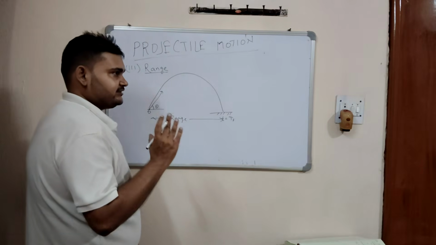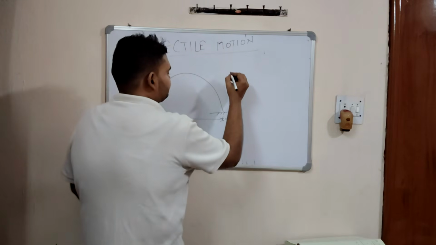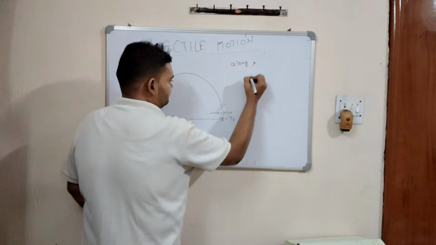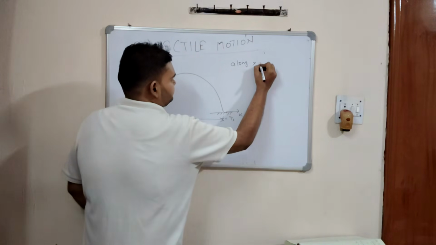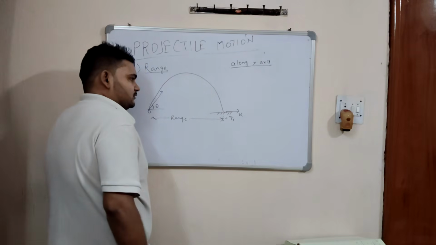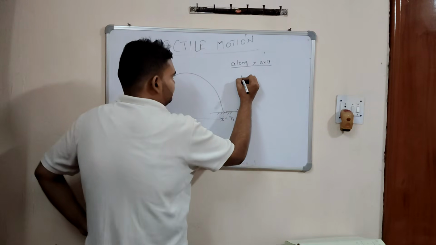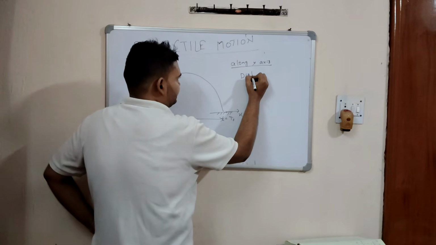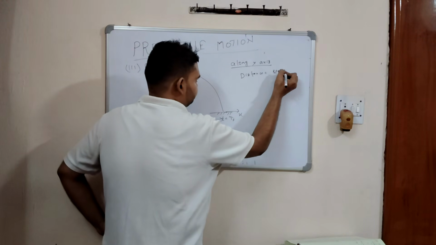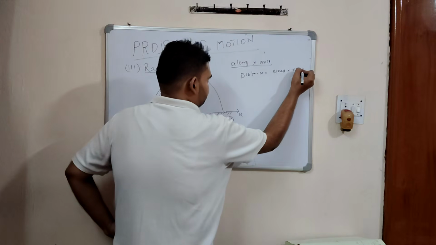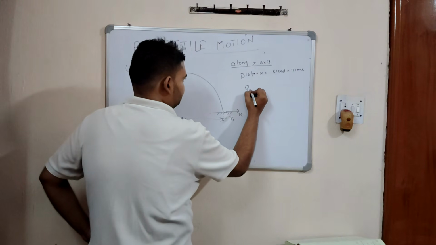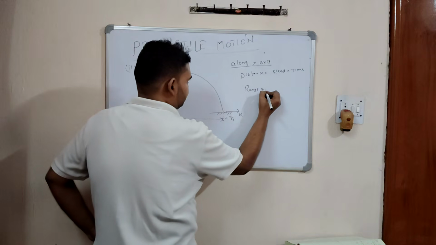How will we calculate range? Here we are not going to consider motion along the y-axis. Instead, we will consider motion along the x-axis. This is the x-axis. So you know that displacement or distance is speed into time, right? Distance, we know, is the range. We have defined the distance as nothing else but the range.